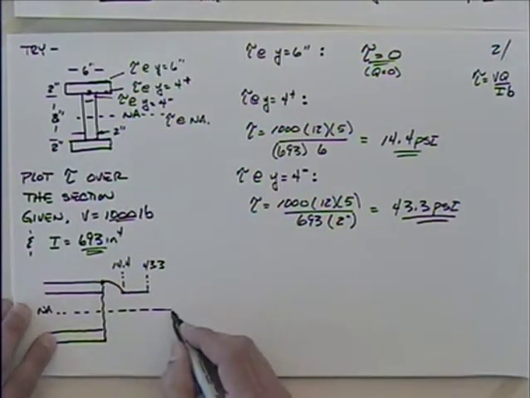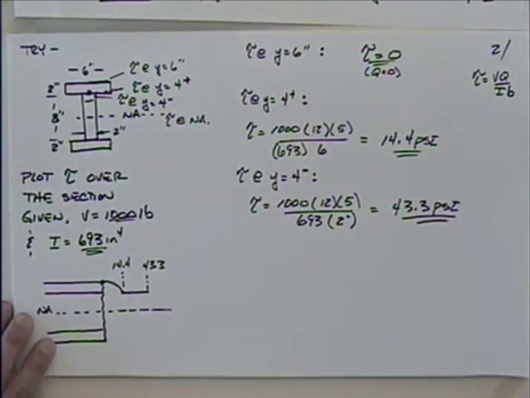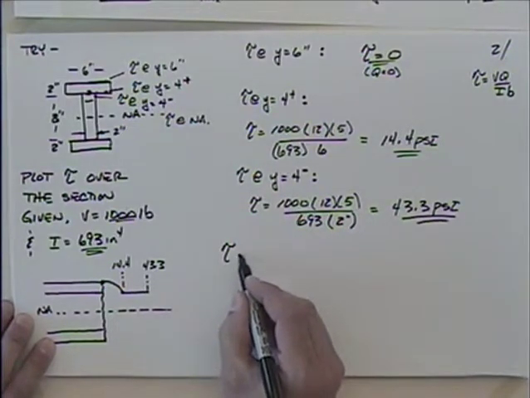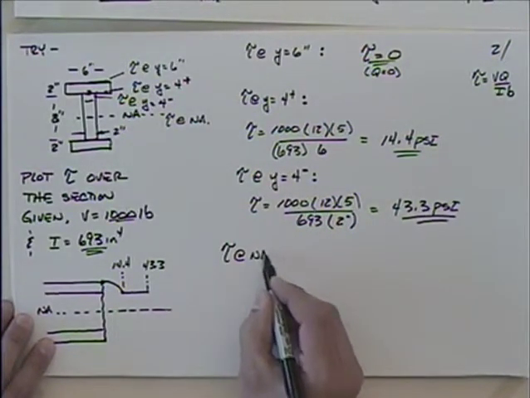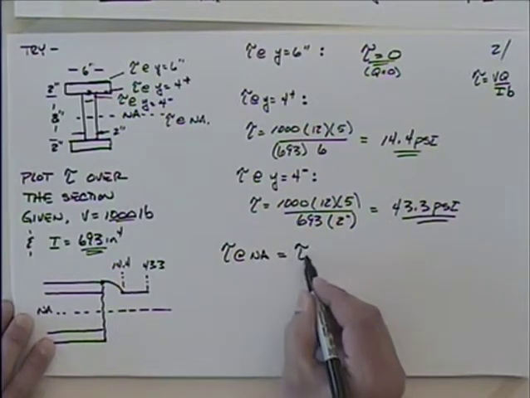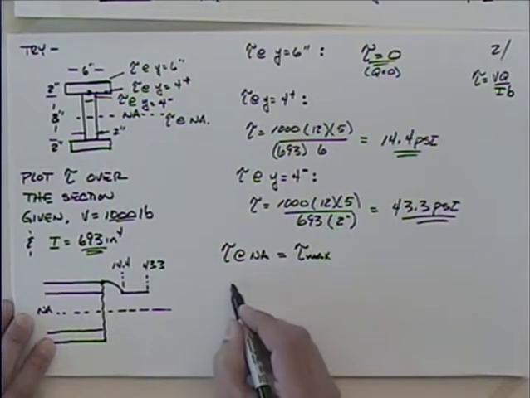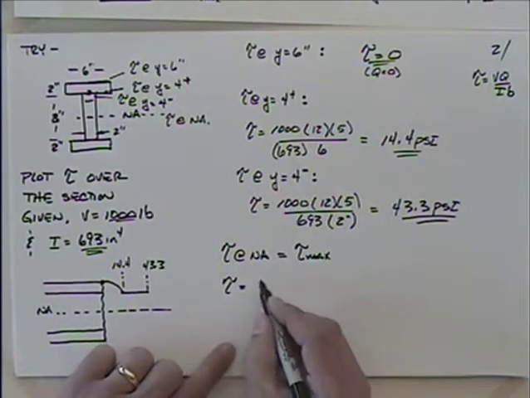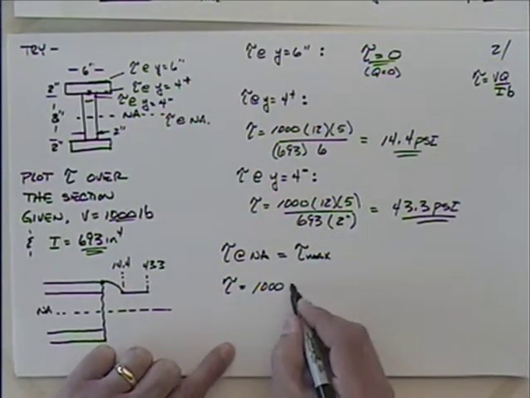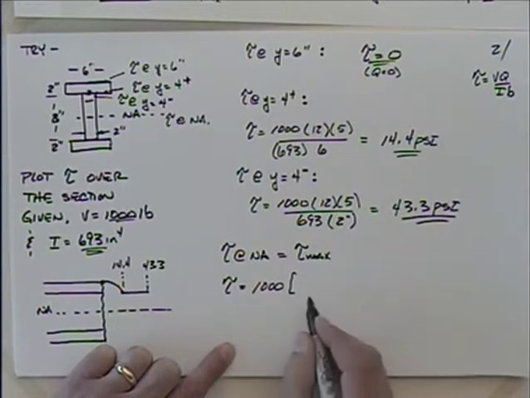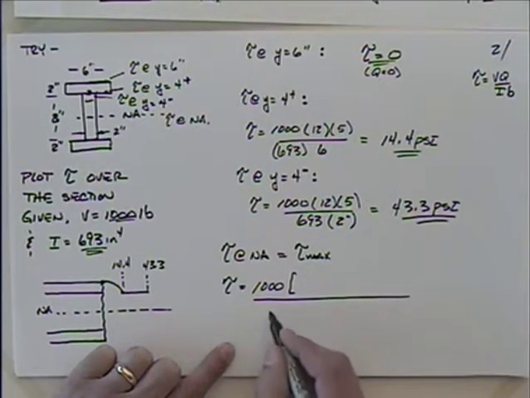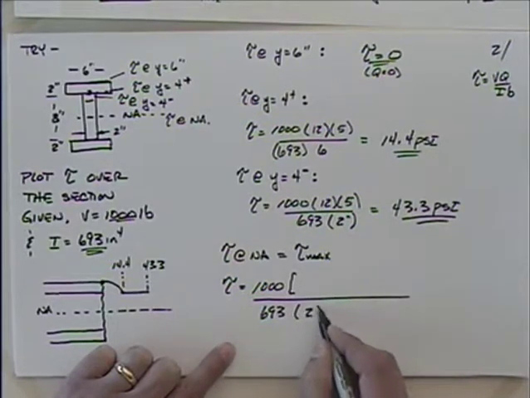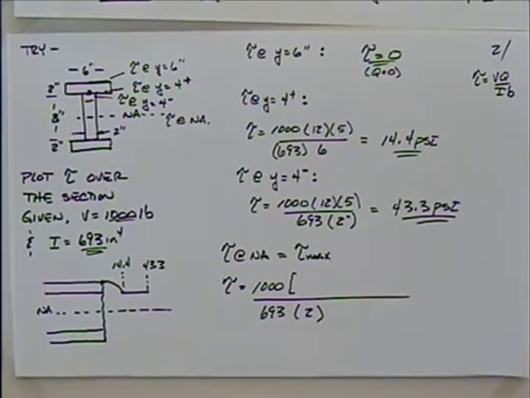And now I need to come down and find the shear at the neutral axes, and that should be the largest. Tau at the neutral axes, which should be tau maximum for this problem. So let's see if we can do that. So we're going to have a 1,000 times, and then Q is going to be kind of difficult on this one. I'll give myself some room. We still have the 693, and our B dimension is still 2 inches. So now I need to do Q.